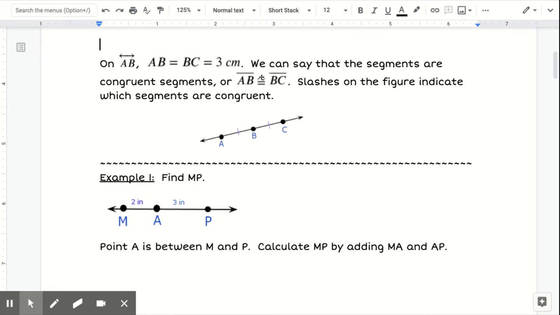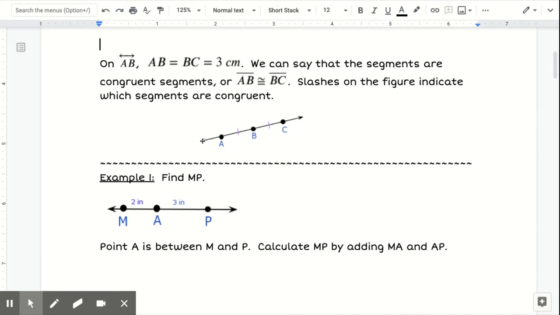So another way to say that, we have a special symbol for congruence. That's this lovely little equal sign with a little wave on top of it. So this says line segment AB is congruent to line segment BC. To indicate that congruence on a figure, this is pretty standard notation, we put a little slash on them.